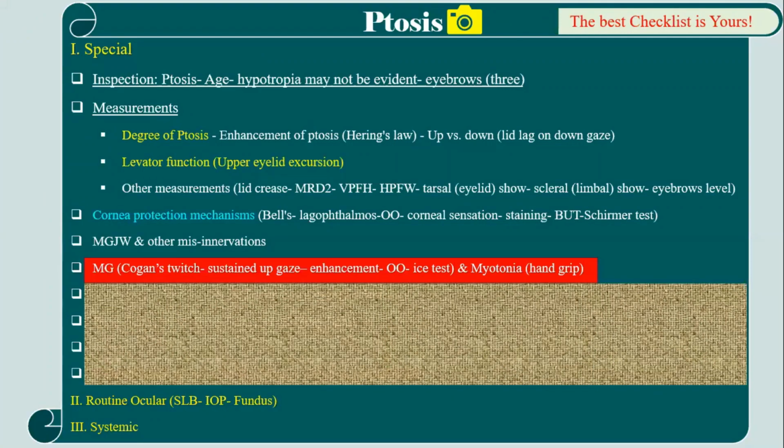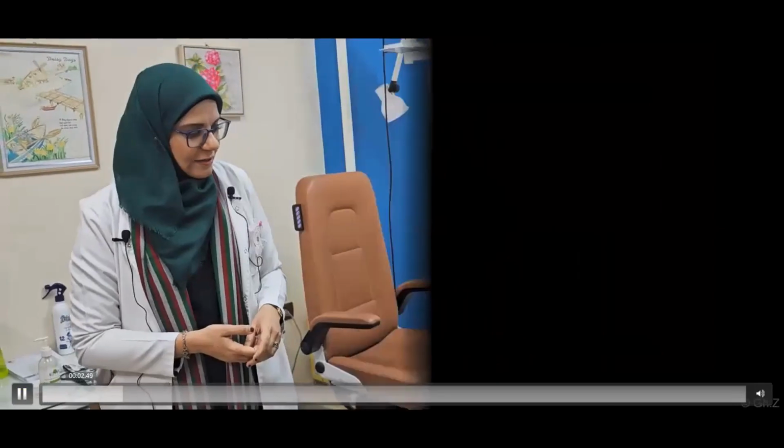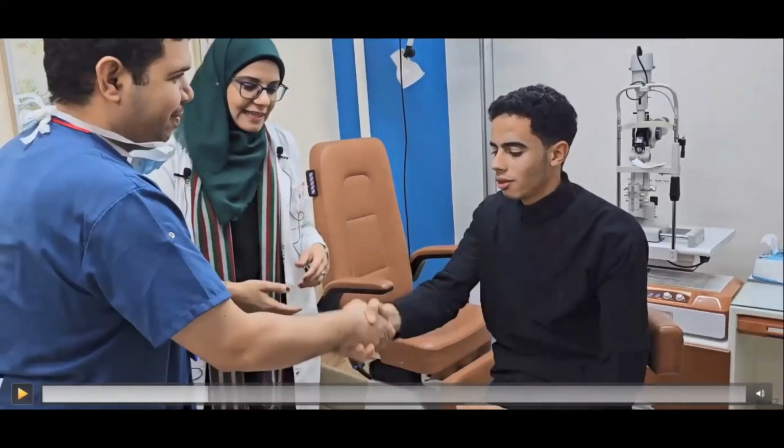All right, so this is regarding myasthenia gravis. So the next one regarding myotonia. There is one step only regarding myotonia here, regarding hand grip. And this is an example of how wrong instruction, or how it's really important to give correct instruction.